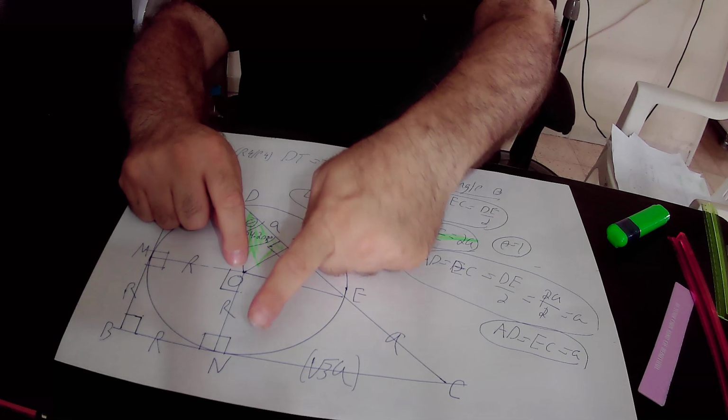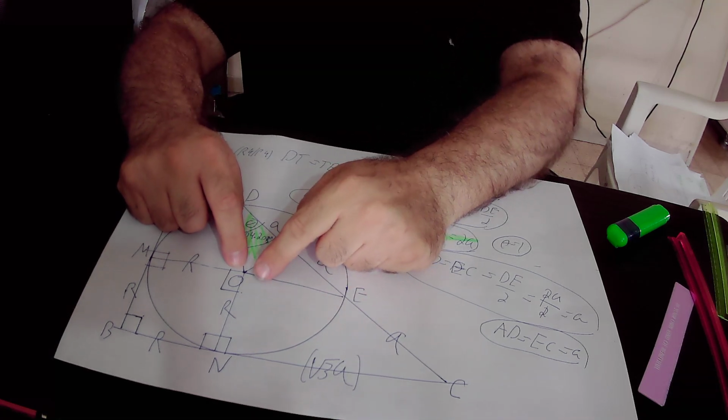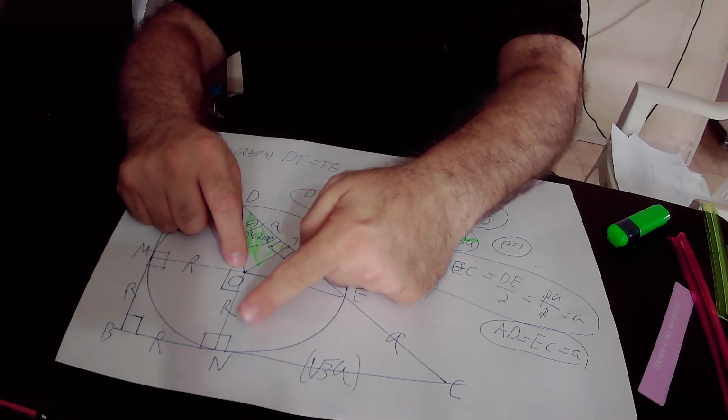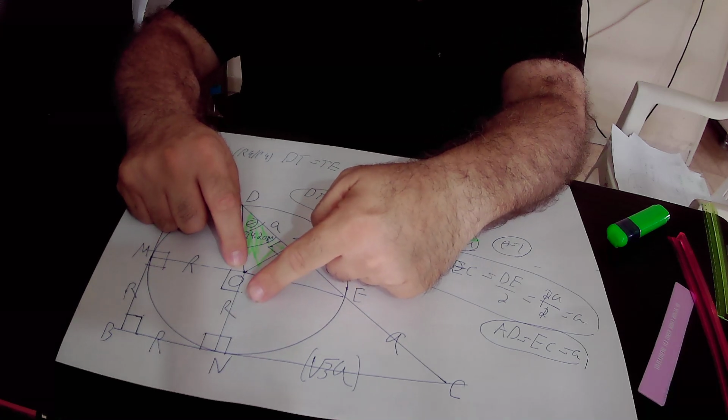Likewise, we join points O and N together by a straight line. Point O is the center of the circle, point N is on the circle itself, therefore ON is the radius of the circle that is equal to R.